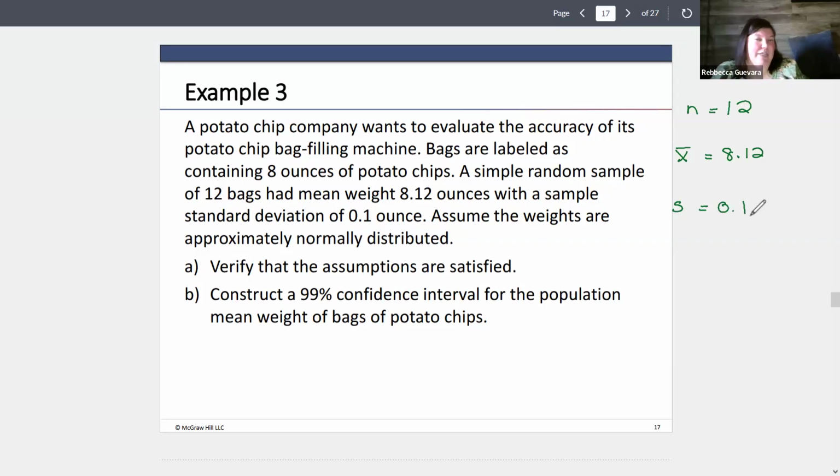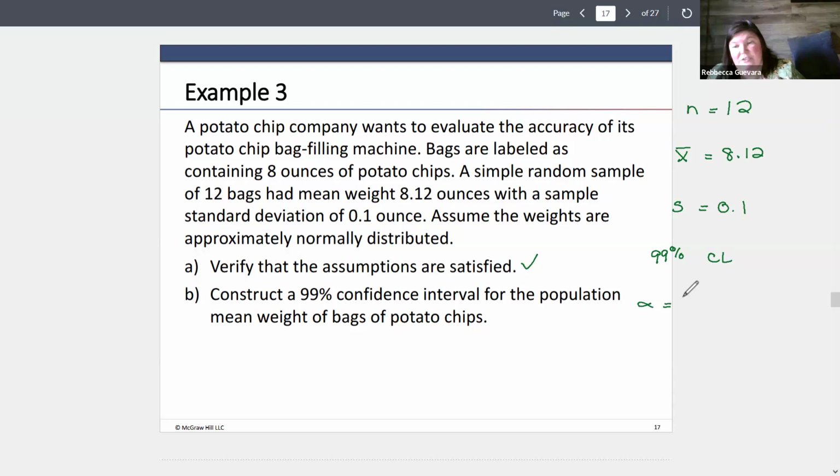So we're going to assume the weights are normally distributed. If weights are approximately normally distributed, this is satisfied without having to look at anything else. It doesn't even matter what the sample size is. If the population of weights is normally distributed, we're good. So yes, that's verified. Next, we need to have a 99% level of confidence.